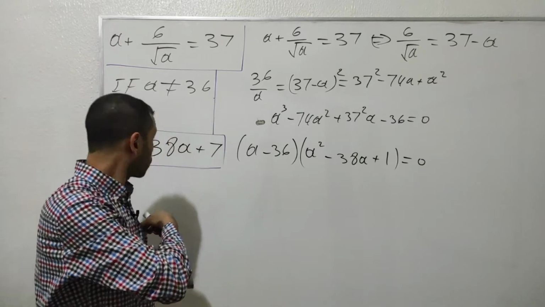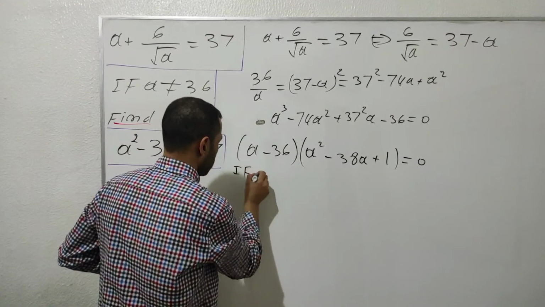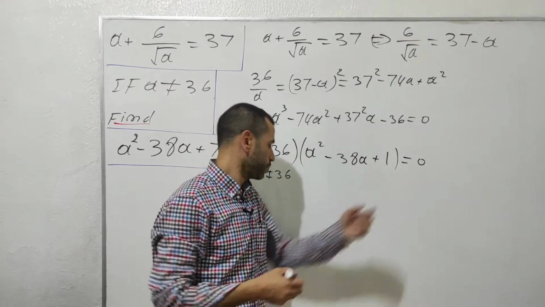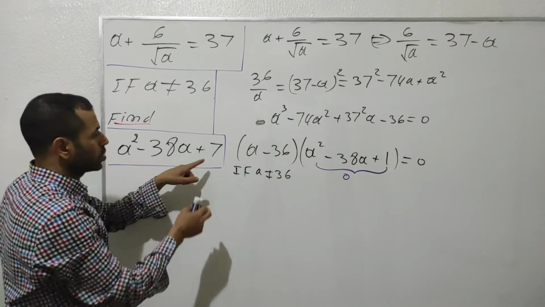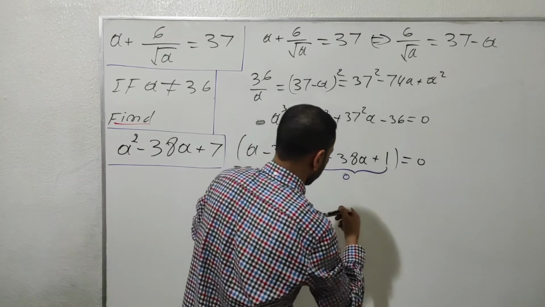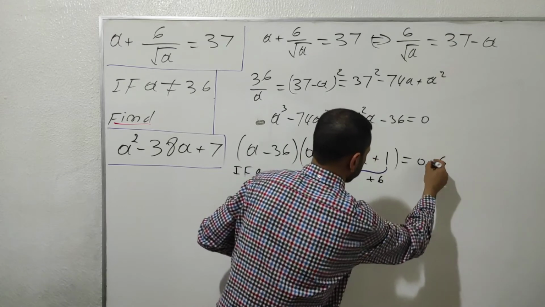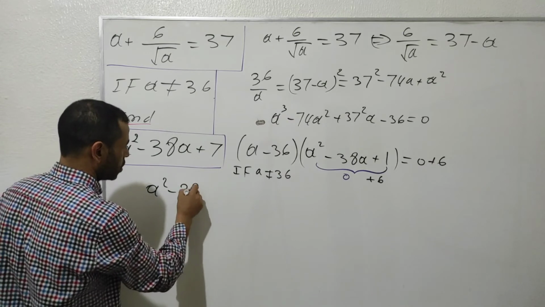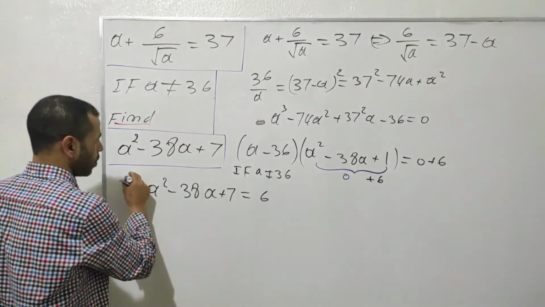But remember, we have the condition a must be different than 36. If a is different than 36, this term must be equal to 0. The nice thing here is this expression is almost the one we want, just by adding number 7. So by adding 6 on both sides, I get 6 on the right hand side of this equation, which means a squared minus 38a plus 7 equals 6. So we found the value of this one.